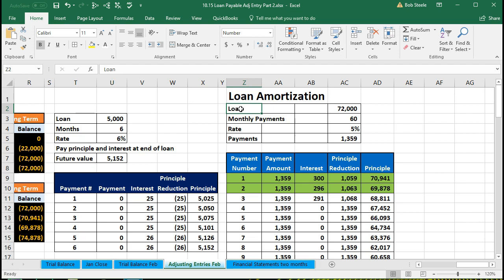Note that when we're considering a loan and you're doing these adjusting entries, then you may not have the amortization table in the loan. The loan may just give you the terms, and then you'd have to somehow build the amortization table.